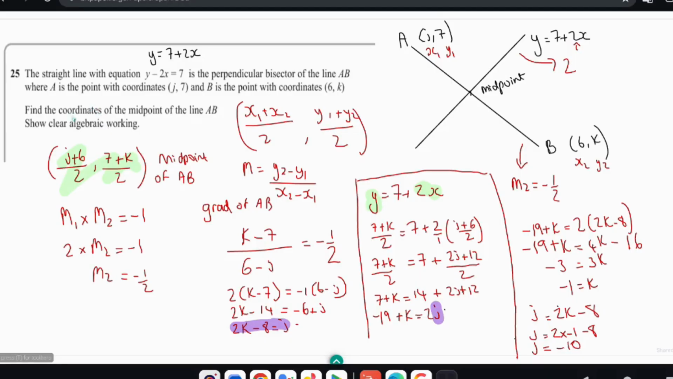Now I can find the midpoint because I know j and k. So here, minus 10 plus 6 divided by 2 is negative 2. And 7 add negative 1 divided by 2 is 3. So the coordinates of the midpoint of the line AB are minus 2 and 3.